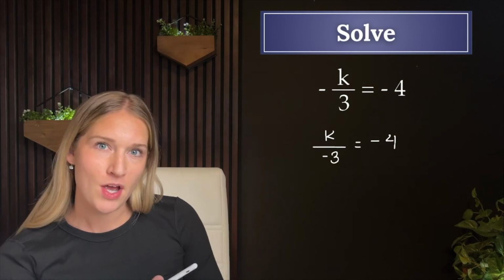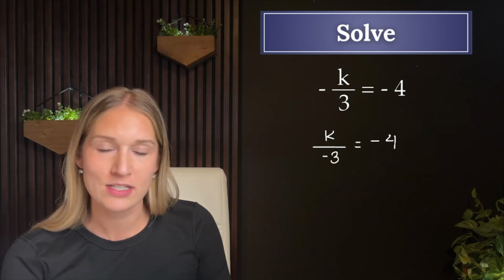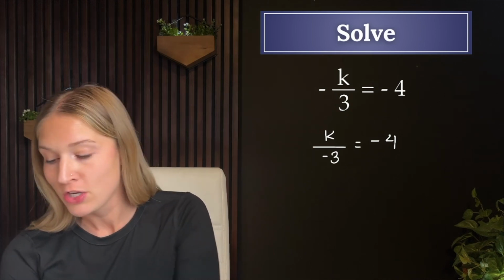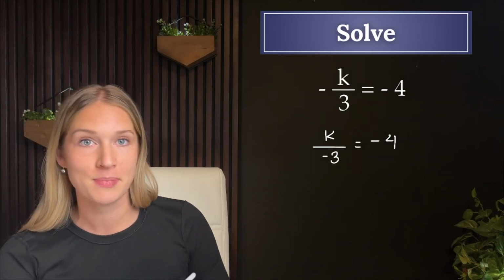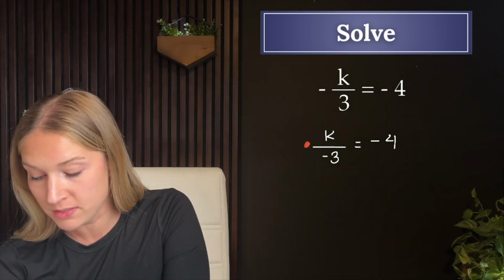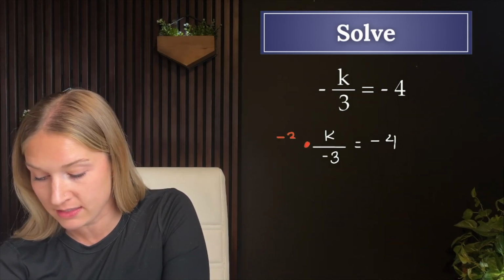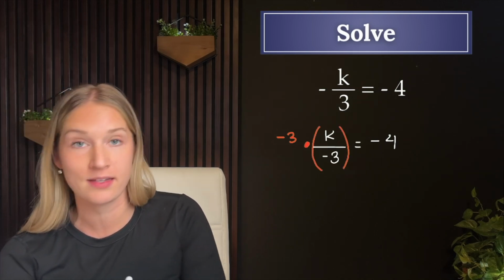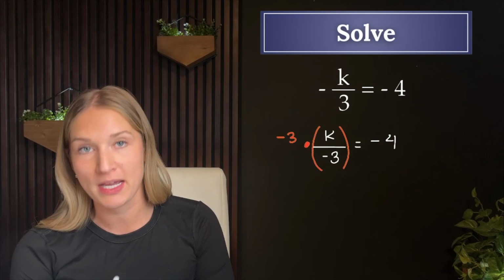Now, if I want to undo division, I need to use the inverse operation of division, which would be to multiply. So if I have k divided by negative 3, then if I want to cancel that out, I need to multiply this whole side by negative 3. When you're multiplying everything on that side by the number.